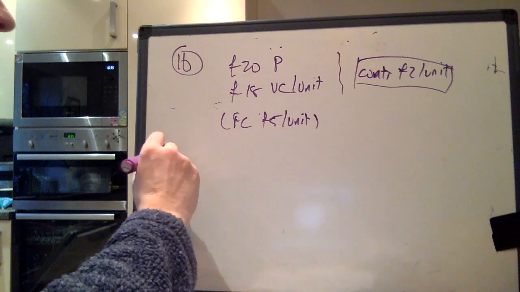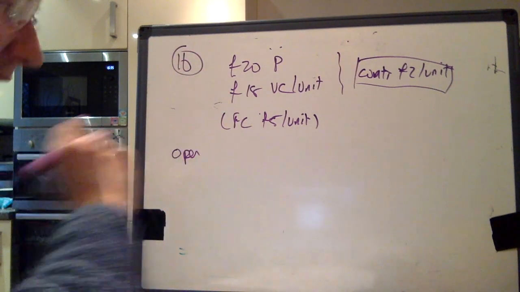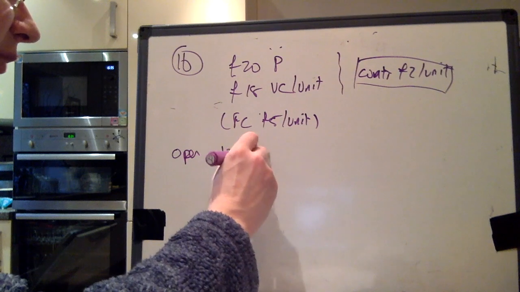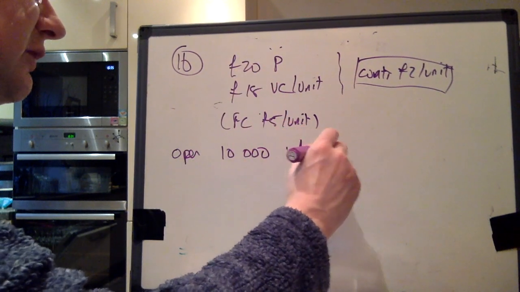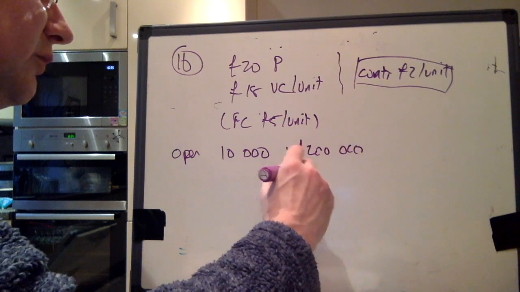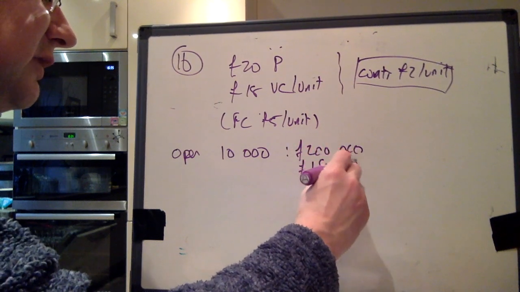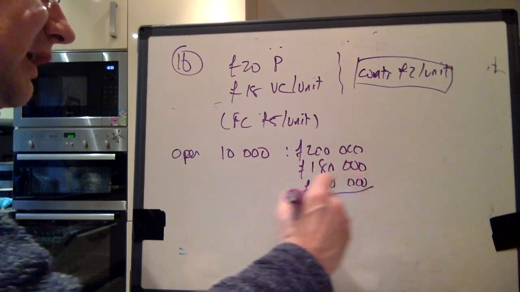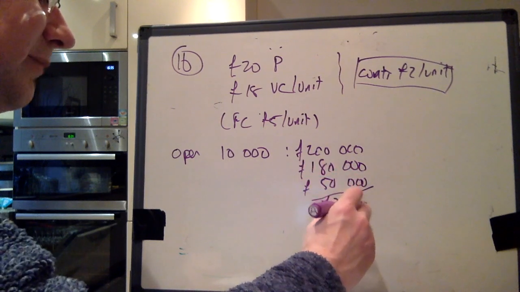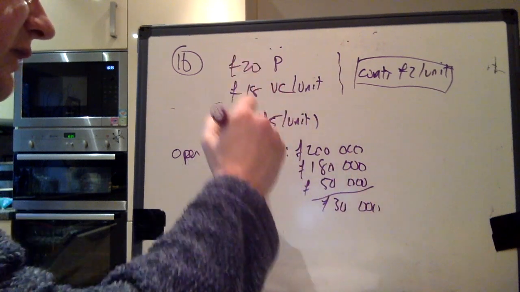If it's open, at the moment they're making 10,000 units. If they stay open, their revenue would be 200,000, their variable costs would be 180,000, and their fixed costs would be 50,000. Therefore they're making a loss of 30,000 quid. Each of those is just that times 10,000.